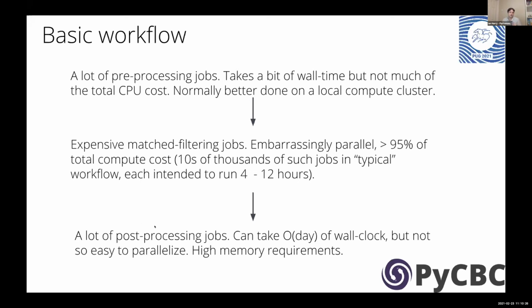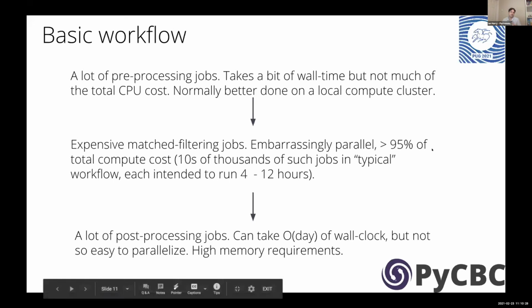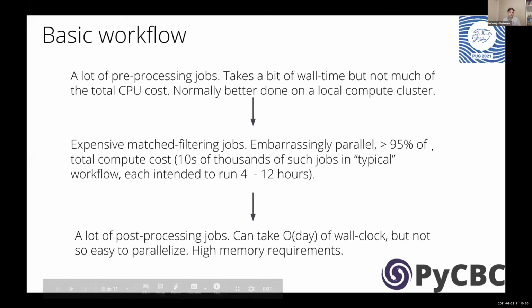This is then followed by a lot of post-processing jobs, and that can take maybe a day of wall clock, but not so easy to parallelize and doesn't run on a huge number of cores. It can also come with high memory requirements. And that branches out quite a lot. We have this tree of post-processing stuff that sits there at the end. And this is a nice example to pull all this together into our workflow machinery.